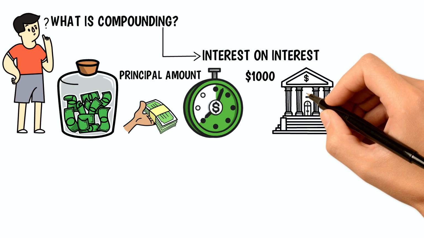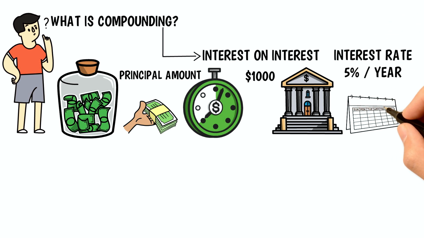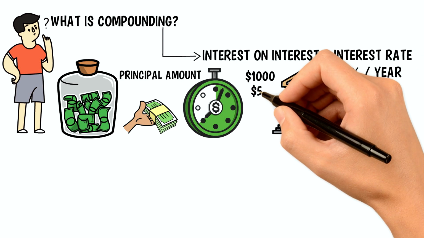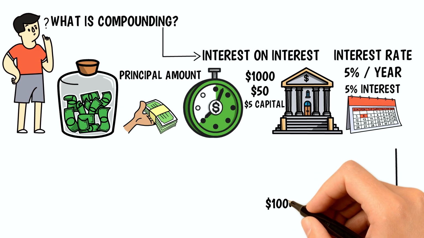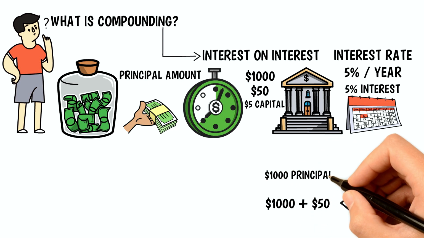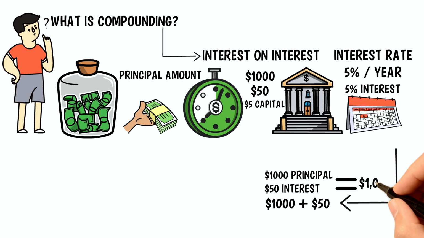Imagine you deposit $1,000 into a savings account that offers a simple interest rate of 5% per year. This means each year you'll earn 5% interest, which is $50, the 5% of your capital amount. So the first year, your initial deposit is $1,000 plus $50. So your total balance at the end of year one is $1,000 principal plus $50 interest equals $1,050.